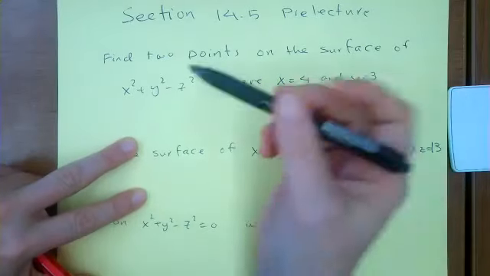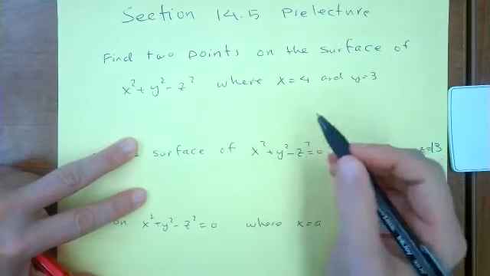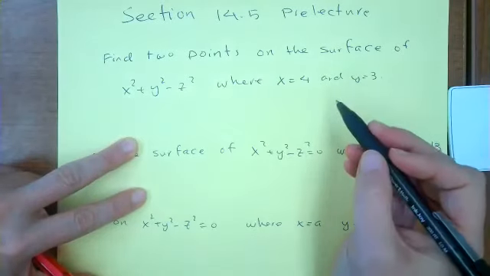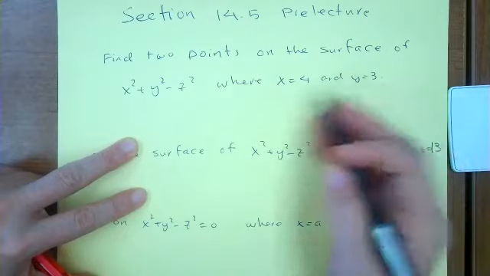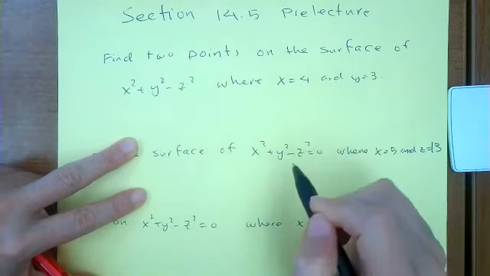This is the pre-lecture for section 14.5. We want to remind you what implicit surfaces look like versus the graphs of explicit functions.